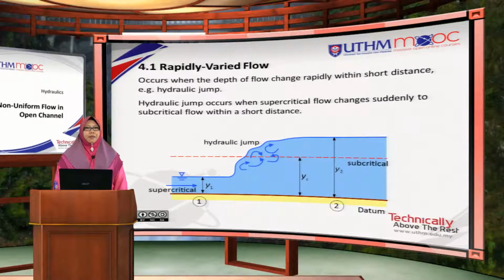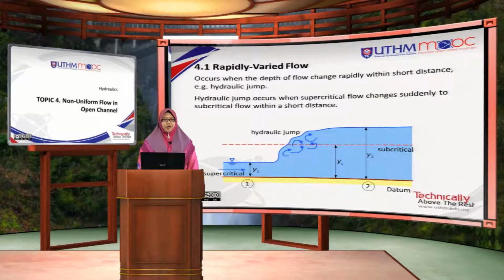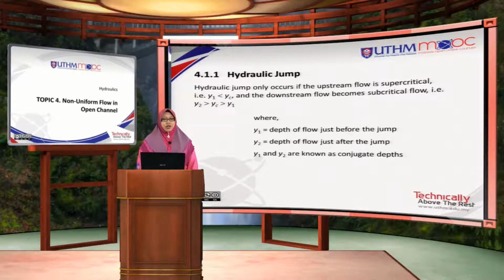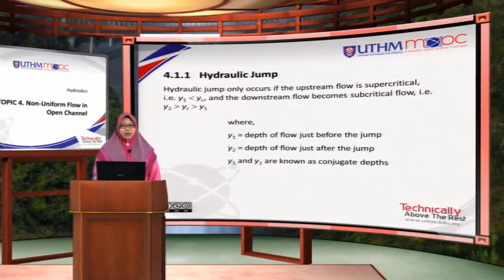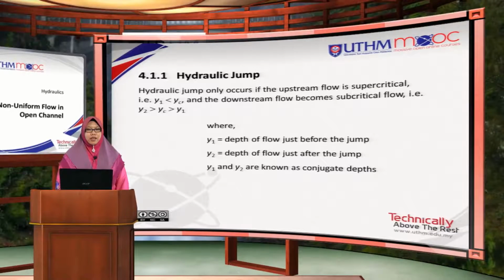Okay, rapidly varied flow occurs when the depth of flow changes rapidly within a short distance. An example is the hydraulic jump. We can see from this figure, hydraulic jump occurs from supercritical to subcritical flow. The downstream flow becomes subcritical when Y2 is more than YC and YC is more than Y1.